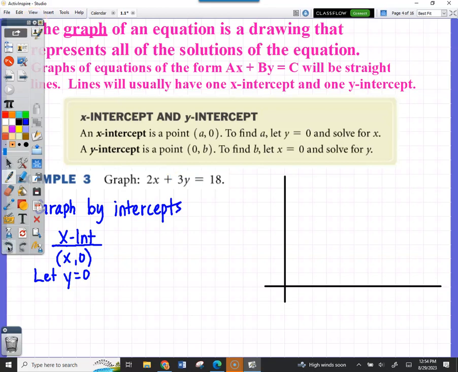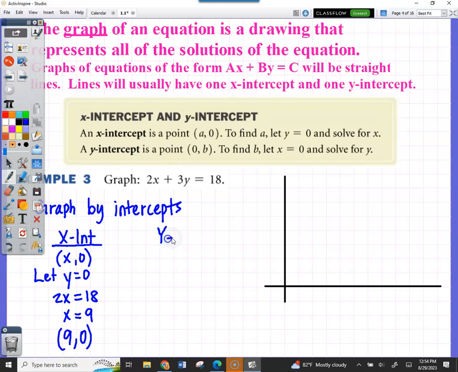Graphing by intercepts can be done in your head, which is why I love them. Now, there is a caveat to it, and that is it doesn't work every time, and I'm gonna give you that stipulation in a second. So the x-intercept is 9. You could say, so the actual coordinates are (9, 0).